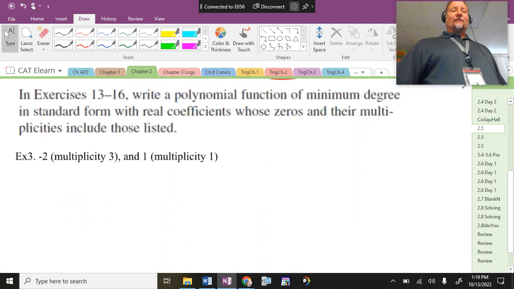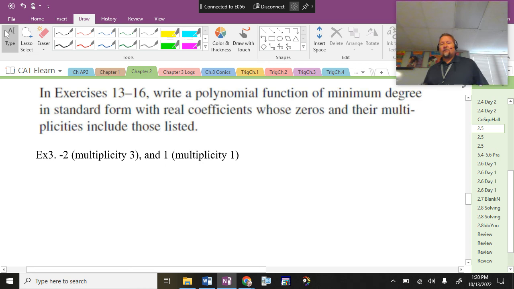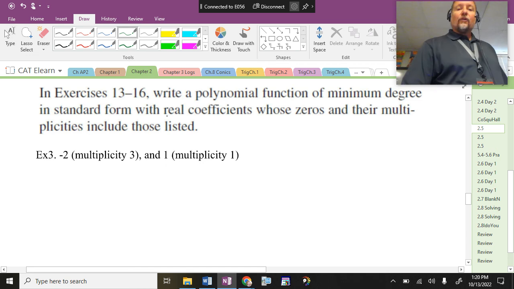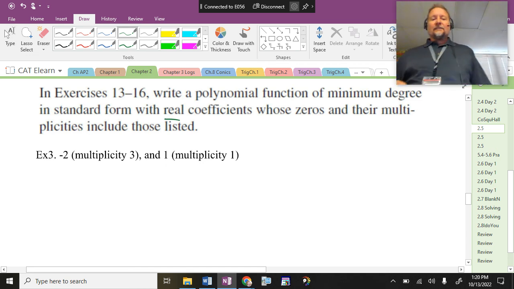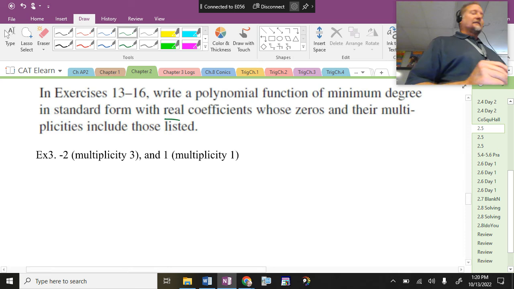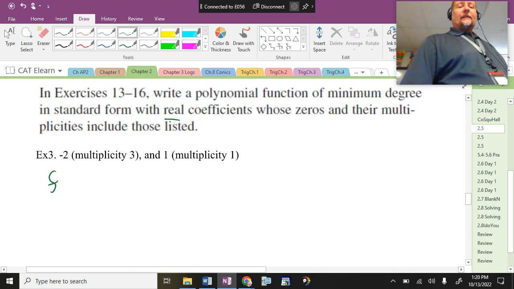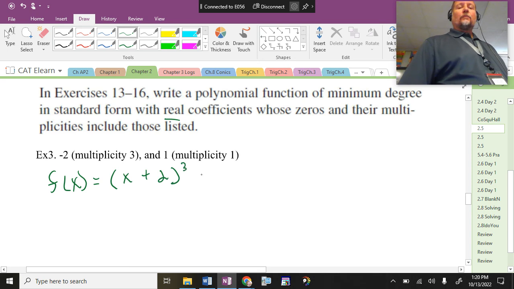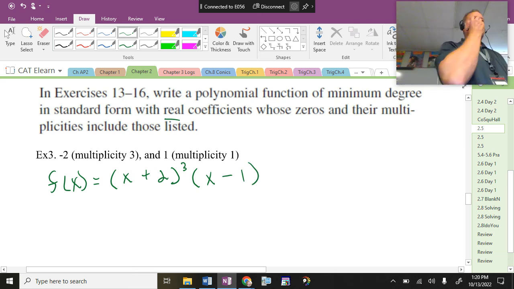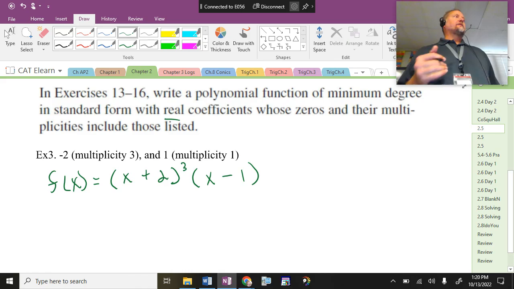Oh, no. Now here we go. In exercise 13, write a polynomial function in standard form with real coefficients whose zeros and their multiplicities are listed. Oh, you're going to hate this. So f of x equals x plus 2 with multiplicity 3, which means that's cubed. And then they really shouldn't say multiplicity 1. I would hardly ever write that. I'd just say x minus 1, and then there's no multiplicity listed at all. It means it's multiplicity 1.